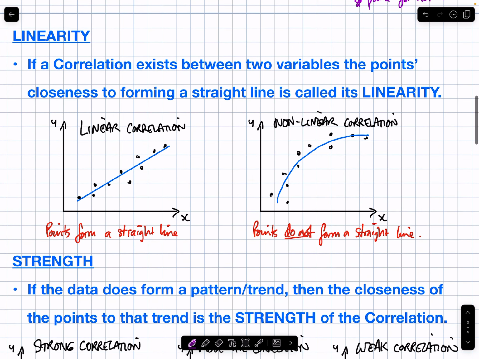Linearity. If a correlation exists between two variables, the points' closeness to forming a straight line is called its linearity. So if we have dots on a scatter plot and it looks like they form a line, not exactly, but close to it, we say it is a linear correlation. But if the dots are close together, not perfect, but form a curve or something that is not a straight line, we say it's a non-linear correlation. So pause for notes.